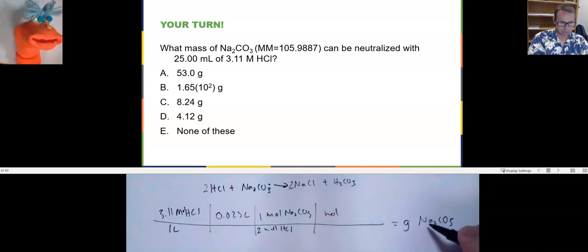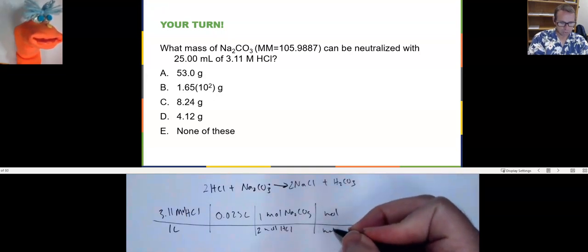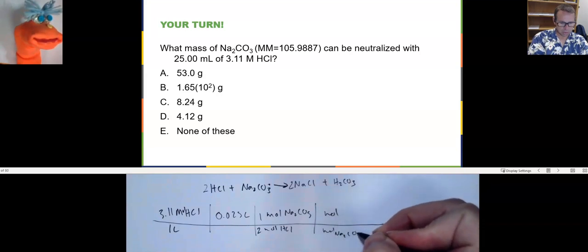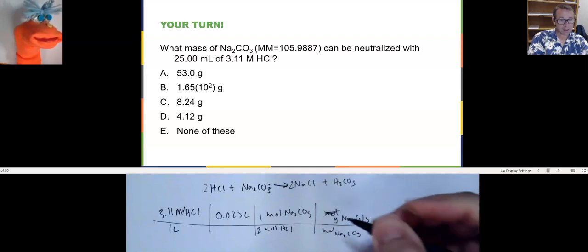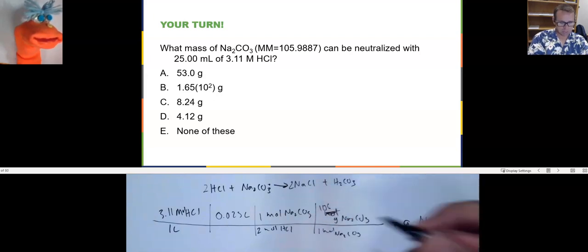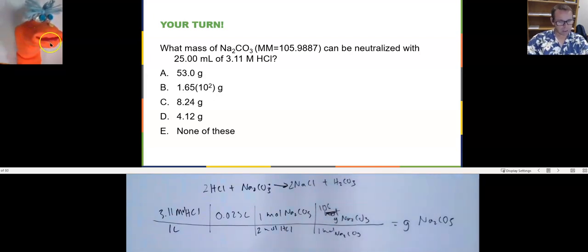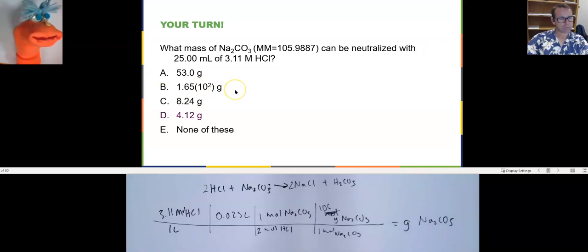And then we go from moles of, wait a second, we want grams on top. Oh, we want grams of sodium carbonate. So we go from moles of sodium carbonate, Na2CO3, to grams of sodium carbonate. And that is 106 grams for every mole. Okay, so 3.11 times 0.025 divided by 2 times 106. Did you get an answer? Yeah, is it 8.24? Oh, 4.12. Oh, did you divide by 2? Oh, I didn't divide by 2.